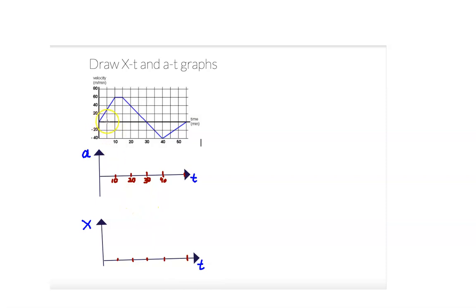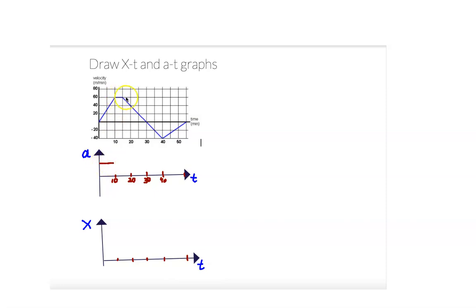So let's look at the first 10 minutes of the motion. The velocity time graph shows me that the velocity is increasing at a constant rate, and the velocity is positive and the slope is positive. So it means that I have a positive acceleration. For the first 10 minutes, I have a positive acceleration, which is a constant acceleration, therefore it's a horizontal line.